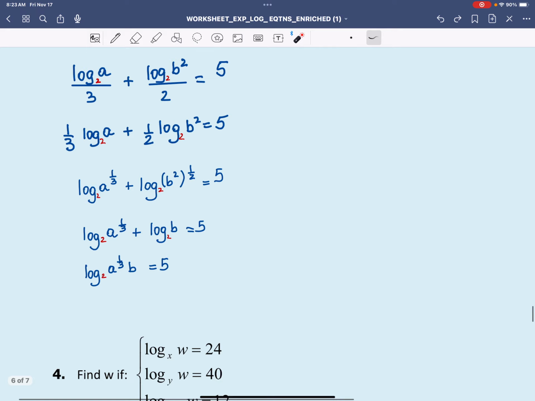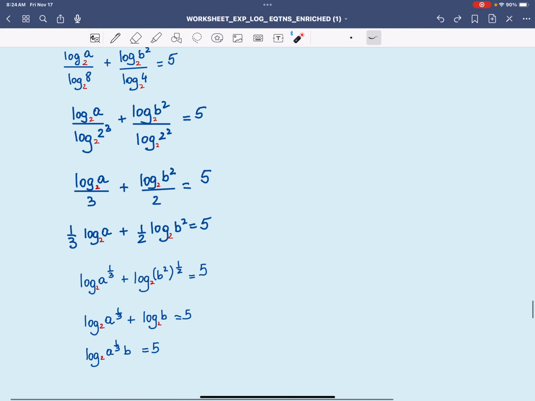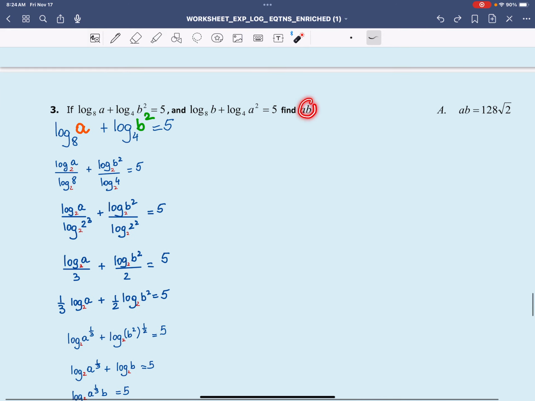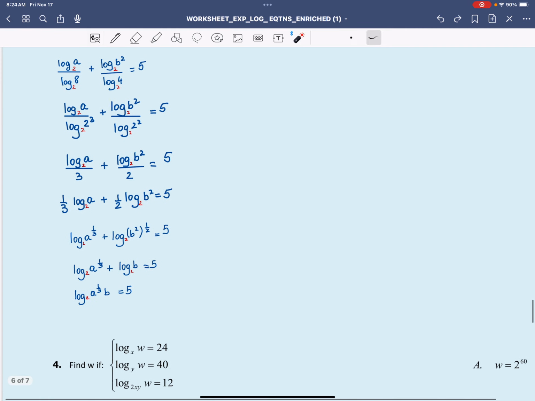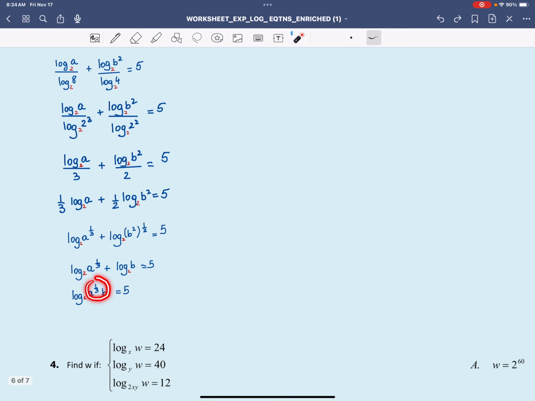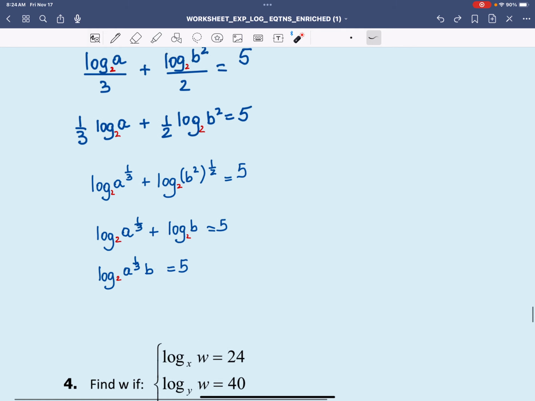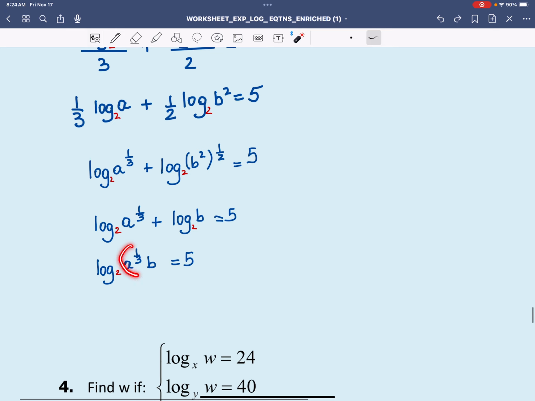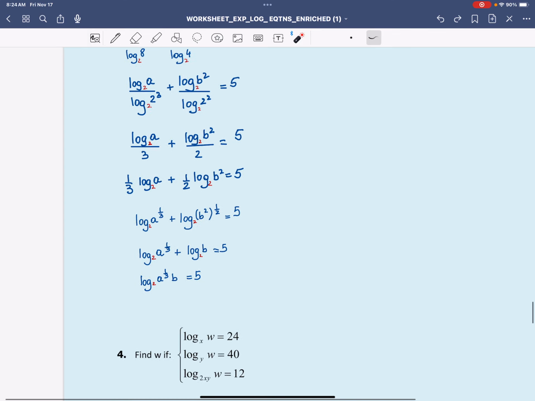So remember that we are trying to find a connection between a and b. And in this case, so far, we have arrived at a to the power 1 over 3 times b inside the log with base 2 equals 5. So I'm going to try to solve for this product. And at this point in time, I see that it is not AB. That's not exactly what I'm looking for, but at least it is close to what I'm looking for.